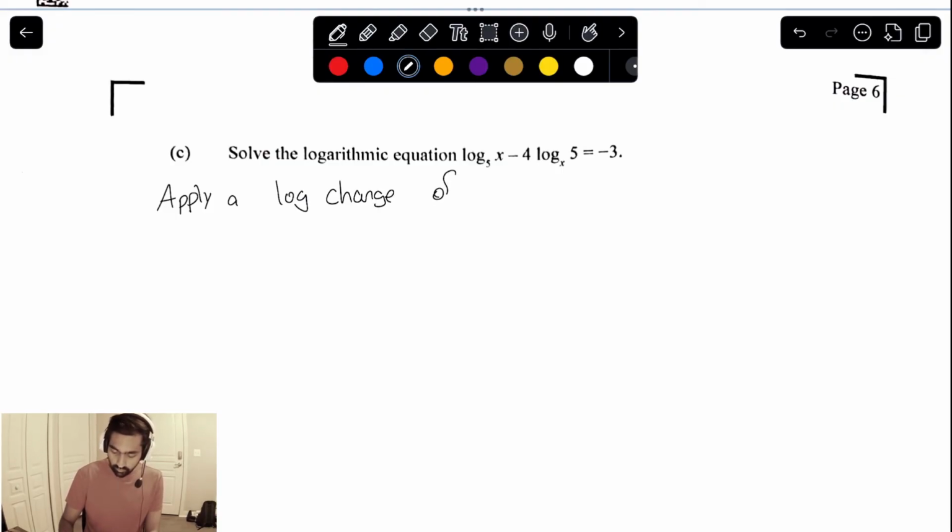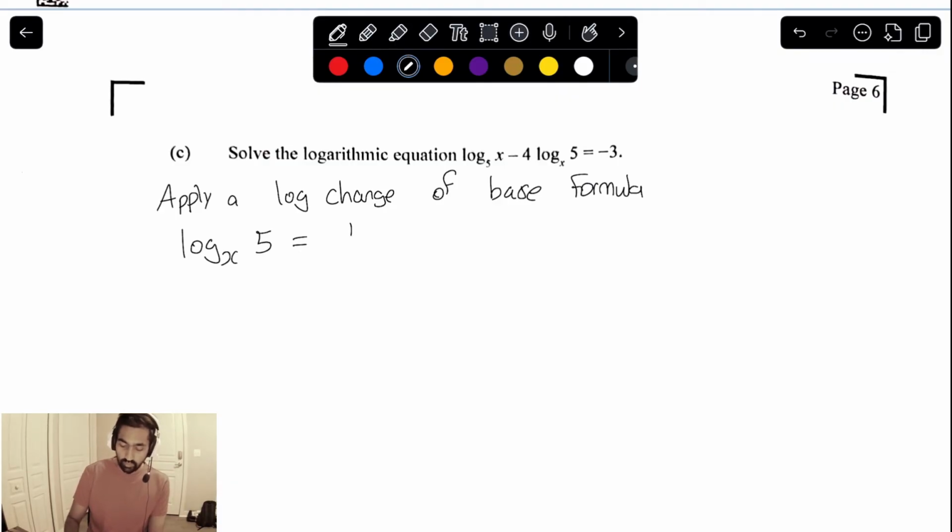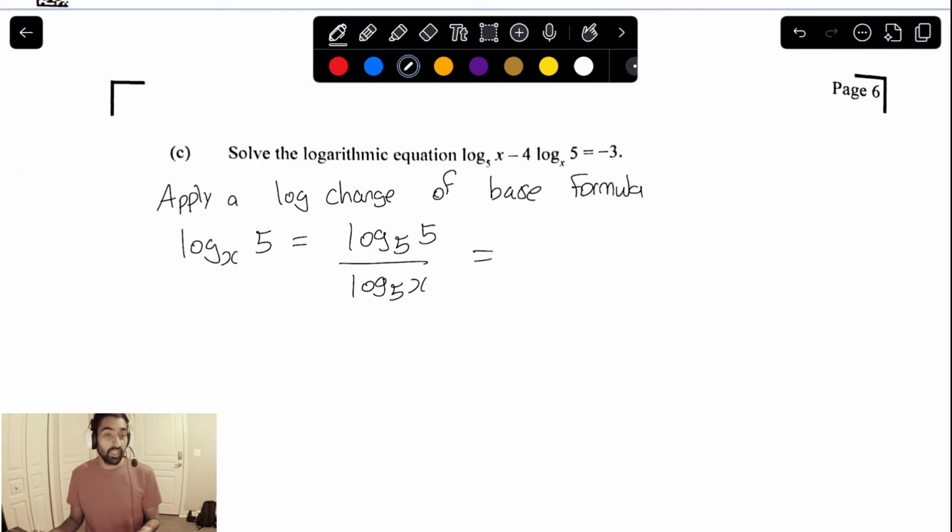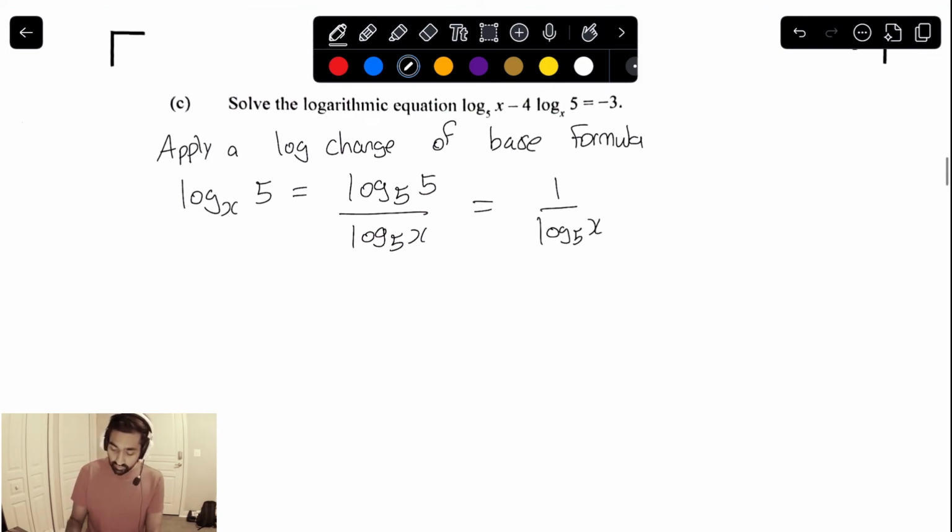And the easiest thing to do is to make everything log base 5. So I'd have to change the base of log base x of 5. That's equal to log base 5 of 5 over log base 5 of x. And what's log base 5 of 5? It's always 1. In other words, if you take the log of whatever the base is, it's always 1. This is 1 over log base 5 of x. So now if I substitute that into my equation, I get log base 5 of x minus 4 over log base 5 of x is equal to minus 3.